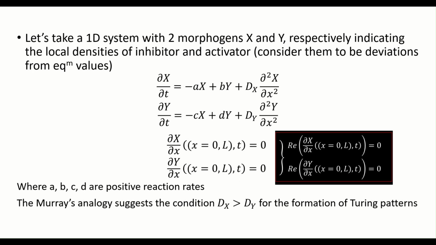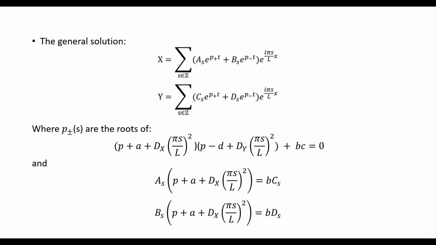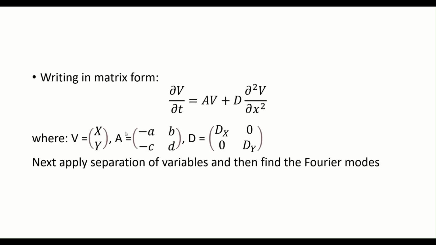Going to the next slide. Now coming to the main solving part of the equation, one method is to take the system of equations in matrix form. As you can see on the screen, due to having only two morphogens, we can take the vector V to be equal to x, y, a column vector. A is the 2 by 2 matrix indicated on the screen, the matrix of reaction rates, and D is the diagonal matrix accounting for the diffusion coefficients.